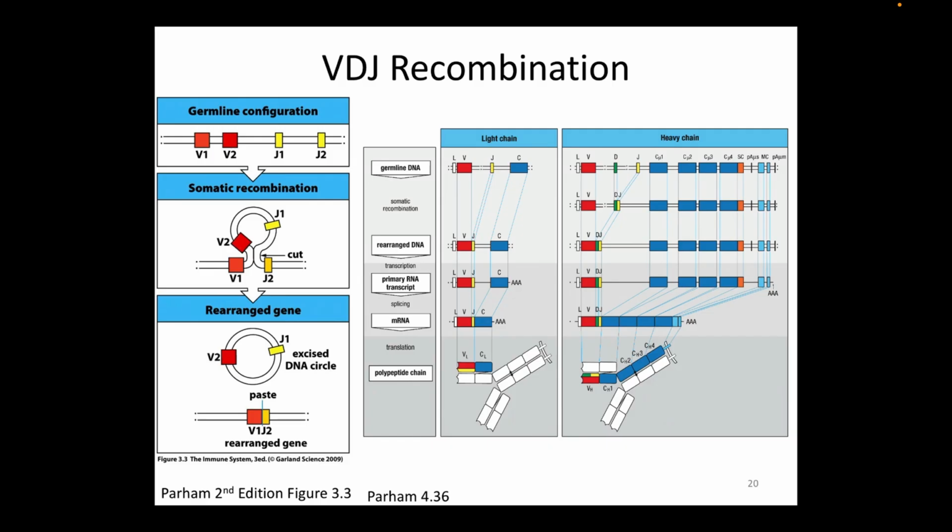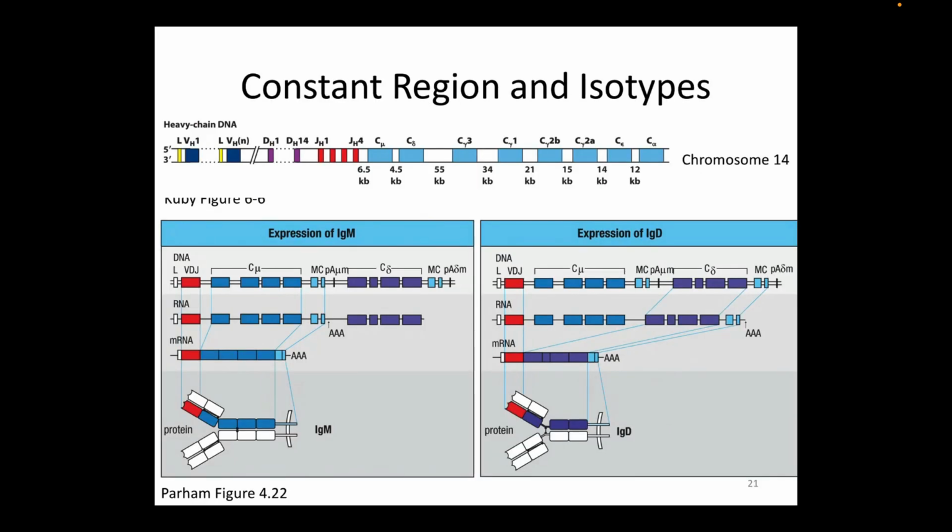And so this is the overall process of VDJ recombination. We see V, D, and J segments joined together in order to make the variable region of the heavy chain. And we see V and J segments put together in order to make the variable region of the light chain to give us our very diverse antibodies.